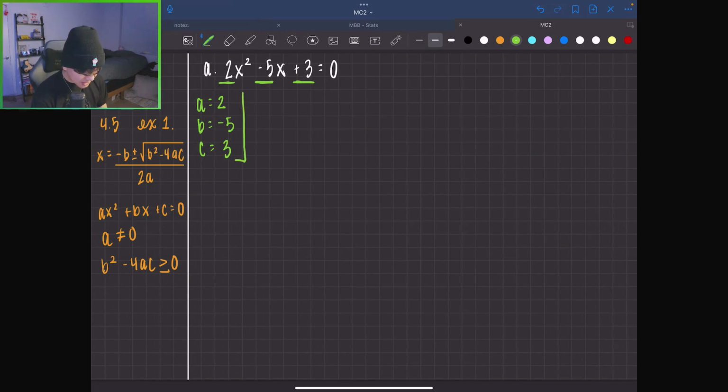So I'll put this off to the side. And then let's go ahead and substitute all of these values right over here. So x is going to equal negative b. Our b value here is negative 5, so I'm going to put negative negative 5, plus or minus the square root of b squared. So b squared is negative 5 squared, minus 4 times a times c. So 4 times 2, because a equals 2, times c, which is 3.